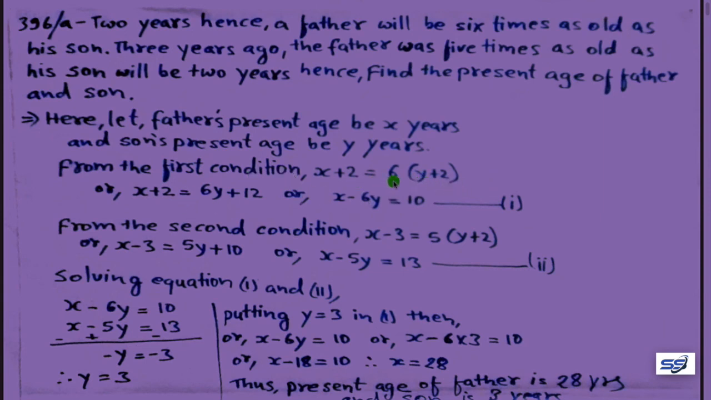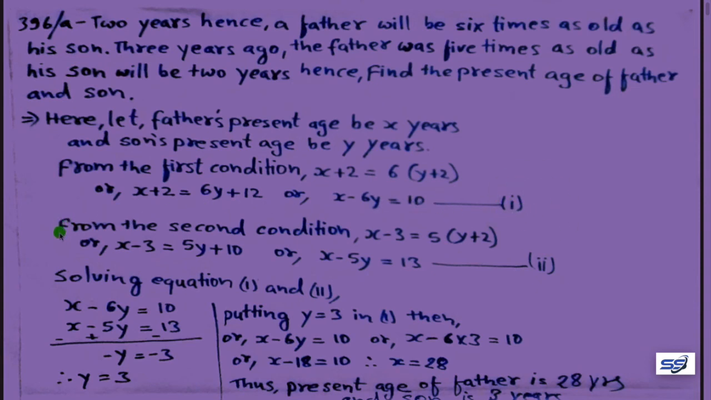Now let us make this equation simpler. x plus 2 equals 6 multiplied with y plus 2, which comes 6y plus 12. Here 6 into 2 is 12. So x minus 6y equals 12 minus 2, because 2 comes to this side. x minus 6y equals 10. Let it be equation 1. This is our first equation.